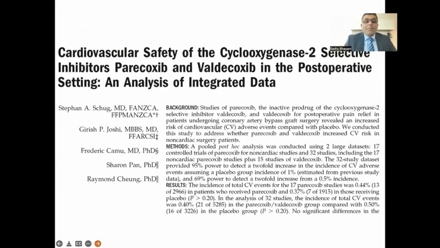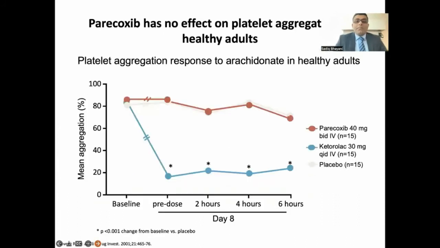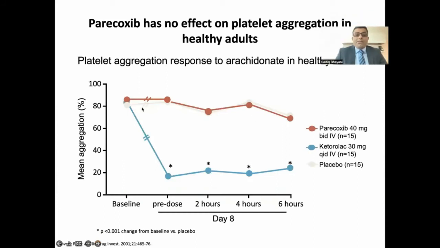There's been a paper looking into the cardiovascular safety of COX-2 inhibitors like parecoxib and valdecoxib. This was basically a pooled analysis of the data from 32 studies, 17 including parecoxib and 15 including valdecoxib. They showed the incidence of cardiovascular thromboembolic events is very, very low. It's 0.4% in the parecoxib versus valdecoxib group. So it is low, and a lot of people are concerned about platelet aggregation as well. This study showed parecoxib has no effect on platelet aggregation in healthy individuals.